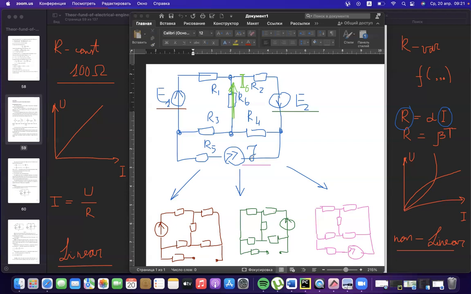But in some situations, they could even be different types of supply. Some of them could be direct current, some of them alternating current. And in this case, you cannot calculate them simultaneously, because you cannot use the same mathematics. In sinusoidal current, you should use complex numbers. In direct current, you should use constants, just general numbers. And if you have both of these cases, you cannot use both of these mathematics.